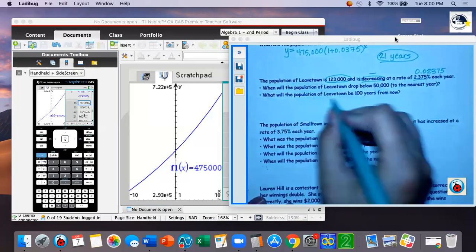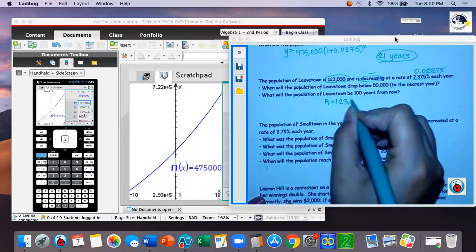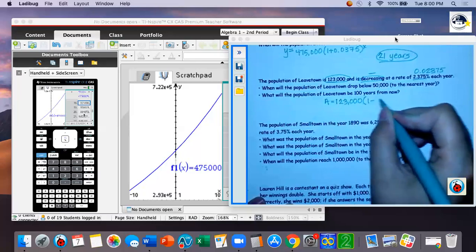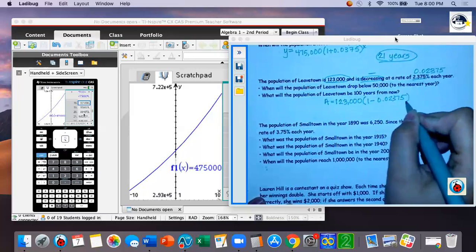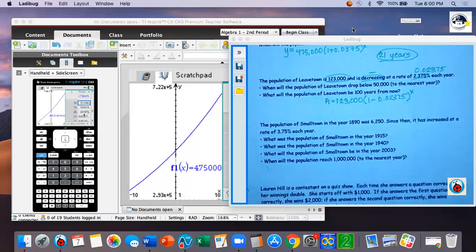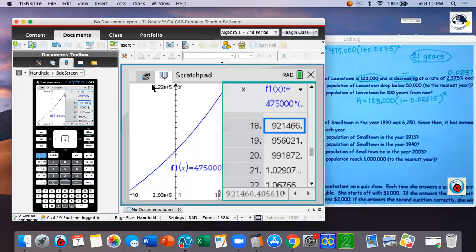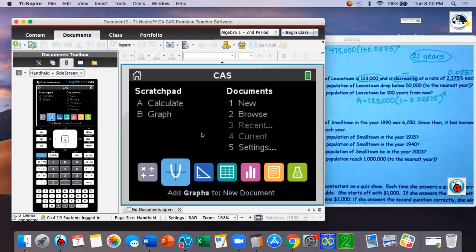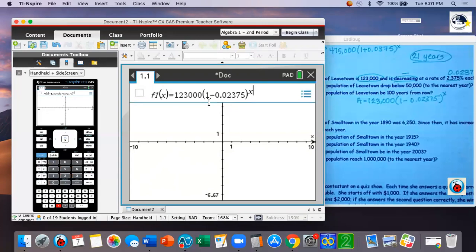So again, I'm just going to write my equation. So I have A equals, or Y, it doesn't matter, 123,000 people times 1 minus my percent as a decimal. And then we don't know what power, so it's just going to be to the power of x. So now I'm going to use my calculator and we're going to plug in this equation. We're going to go back to the home screen graph. We have 123,000, 1 minus 0.02375 to the power of x.